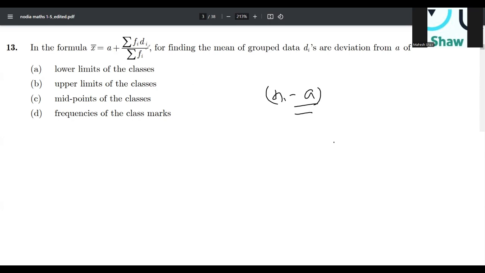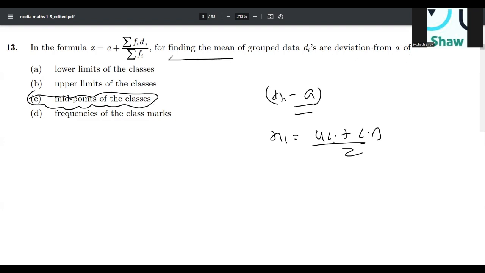Okay, I think they mean to say, where do we get this A from? No, cannot be. These are not the probable answer of any of the question. All right, so what we can figure out is that here they are talking about the xi, which is the upper limit plus the lower limit, that is the midpoint, right? Upper limit plus lower limit divided by 2, because that is the midpoint of the class.